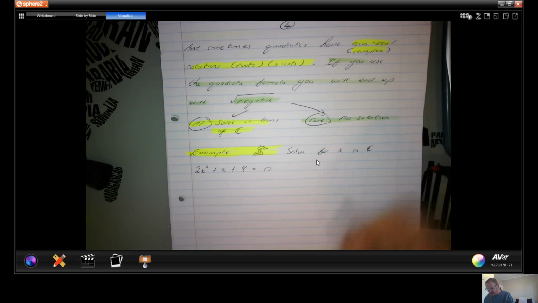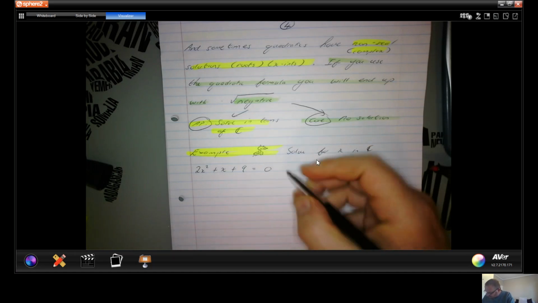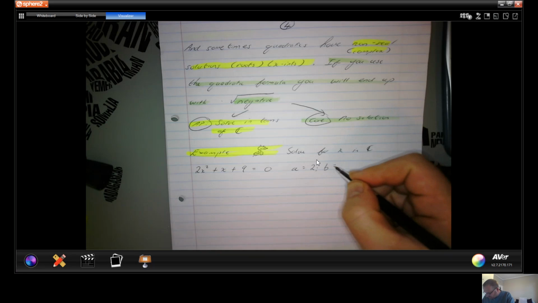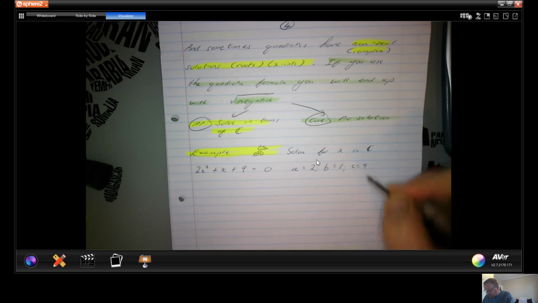Right. So the first example, if I said to you solve for x in the set of complex numbers, and you had 2x squared plus x plus 9, you can go check that's not going to factorize. So what do we do? Well, we're going to use the quadratic formula. A is 2, B is equal to 1, C is equal to 9.